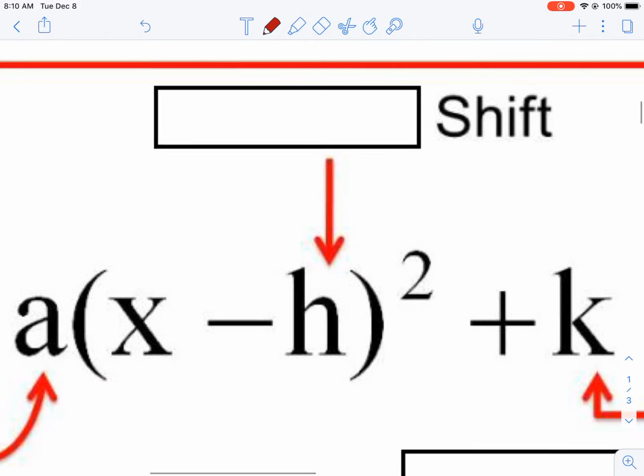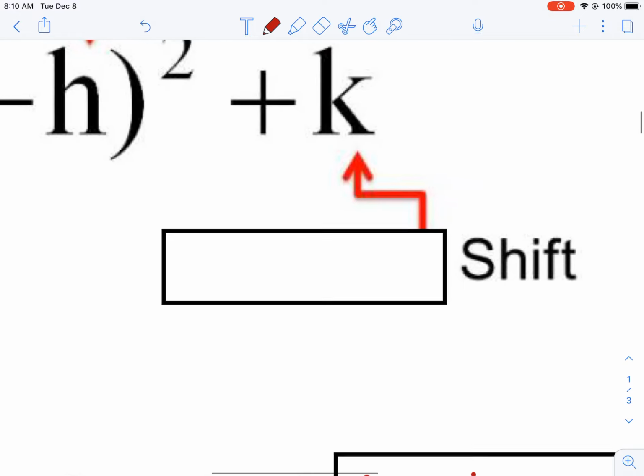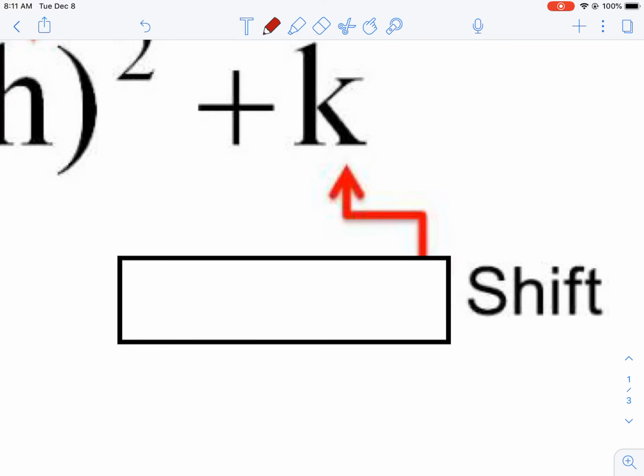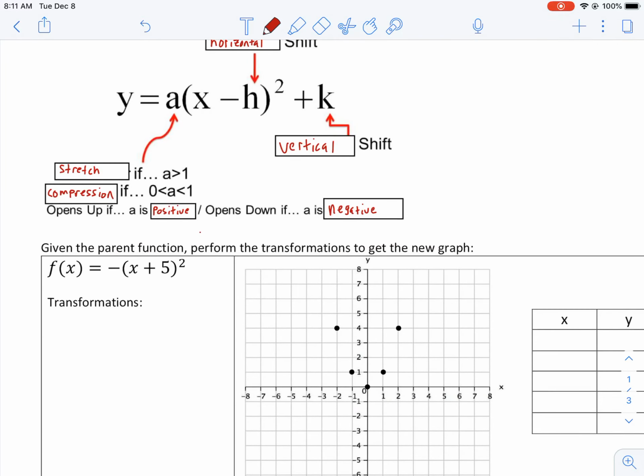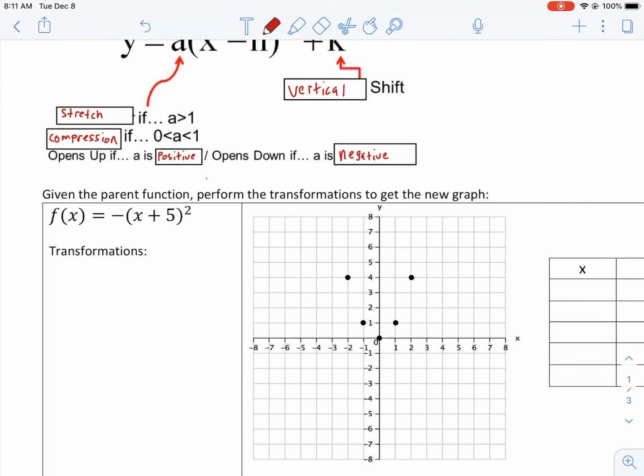Then we have our 2 shifts, right? H, that's our horizontal shift. Remember, these are the numbers controlling the vertex because it's moving it around. H is moving it left or right. K is the vertical shift. It's moving it up or down. And if you know these transformations and you know the parent function points, then you can get your new points pretty easily, okay?